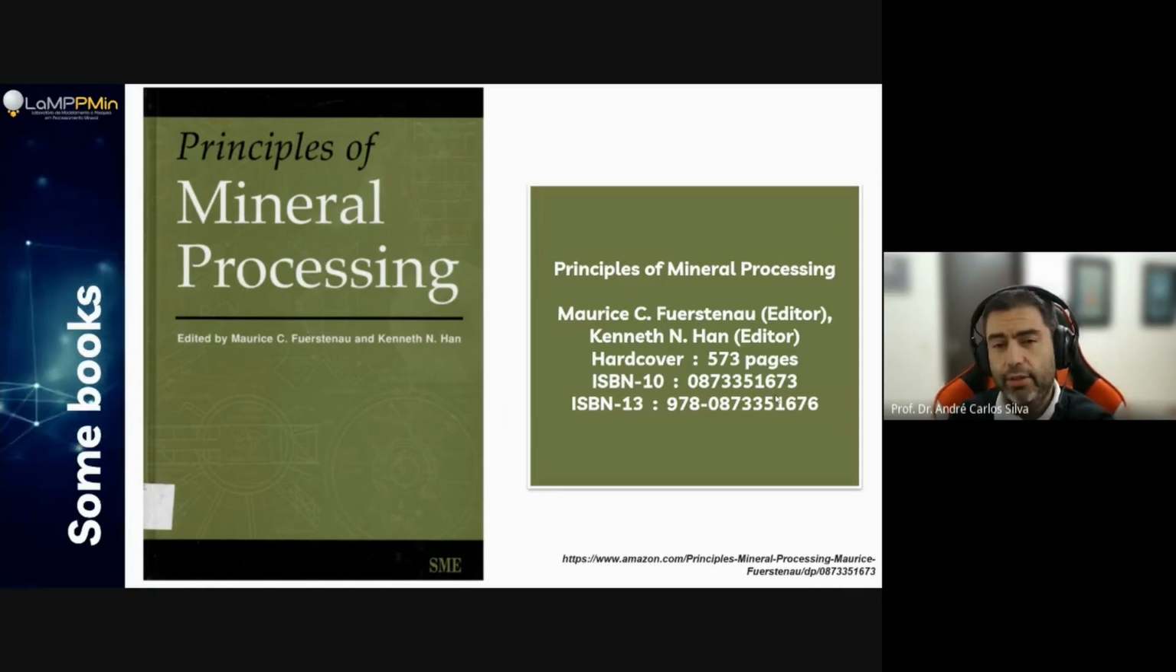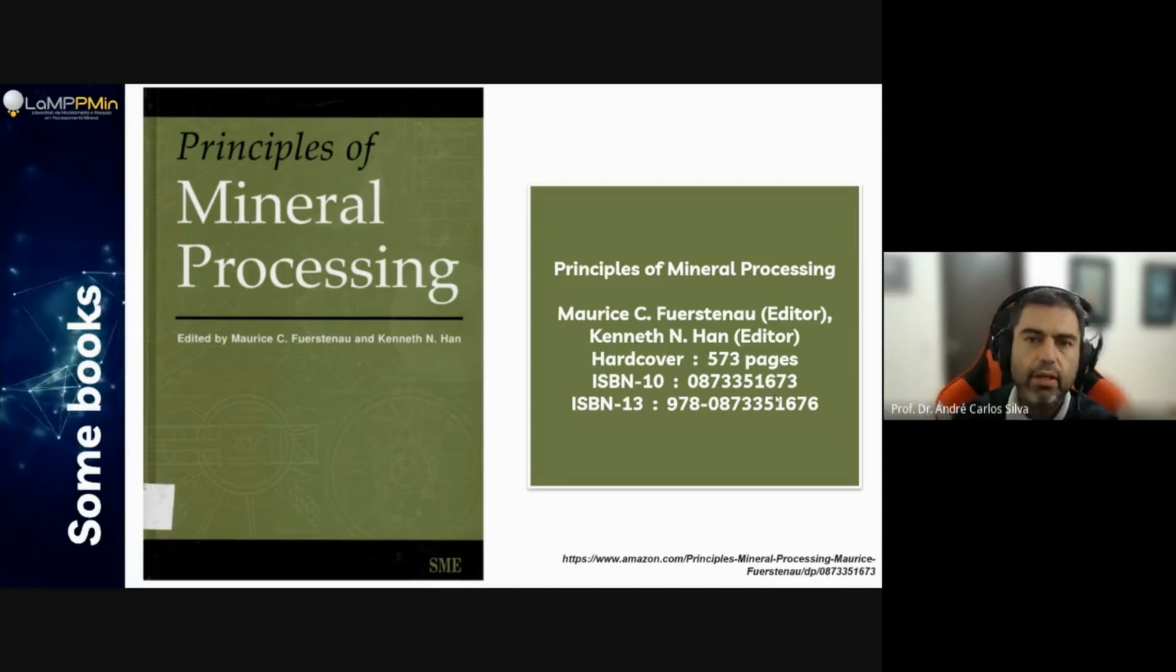So if you want to take a look at how mineral processing has been done over the last 50 years, I would say, take a look at this book. These Principles of Mineral Processing is an amazing book, and you're going to see a lot of compilation coming not only from other books or other papers, but also drawn from their own experience. Professor Fuerstenau and Professor Han made lots and lots of tests with many different ores, not only from the United States of America.